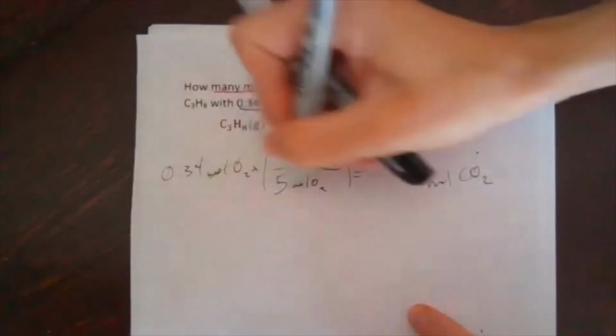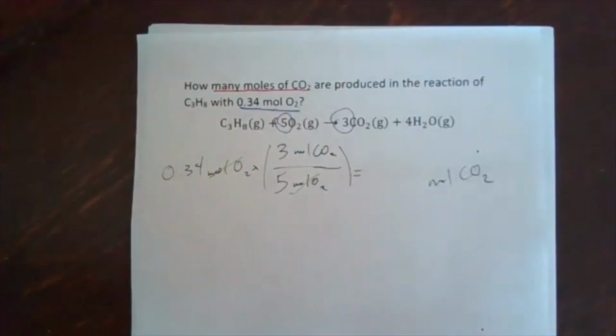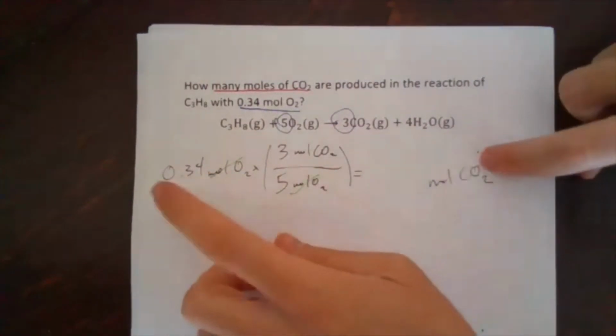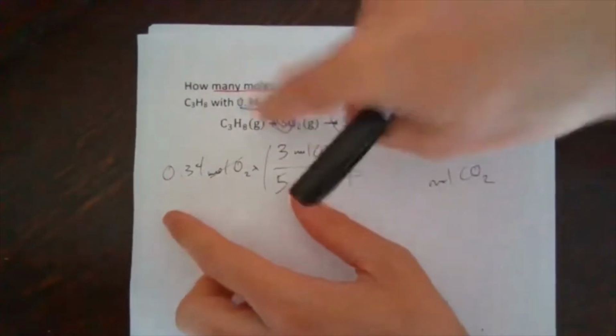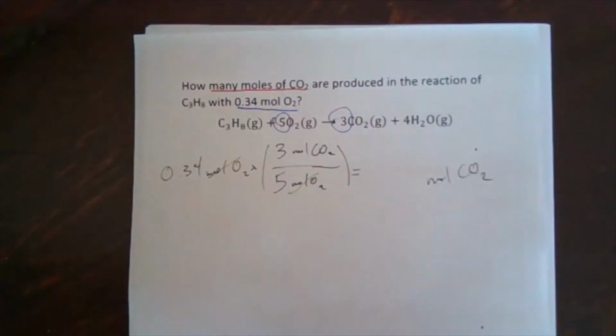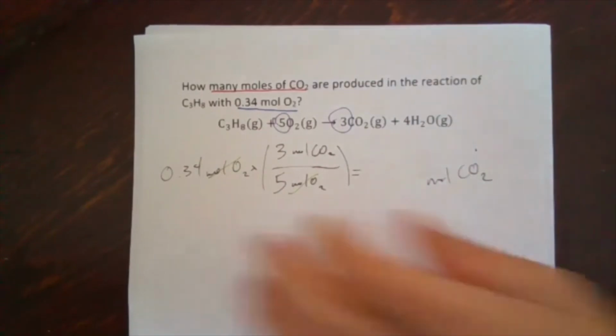Those moles are going to cancel out right there. We'd be left with moles of CO2. Whenever we are trying to relate amounts of two different things that are involved in a chemical reaction, we always use the reaction coefficients. Okay? We always use reaction coefficients. So one of the things we want to think about then is the number that we get. We need to round it.